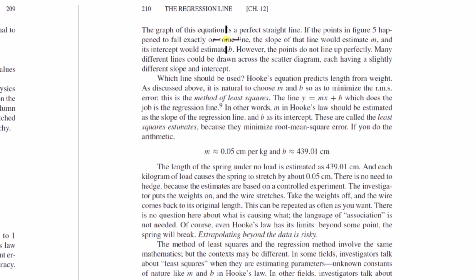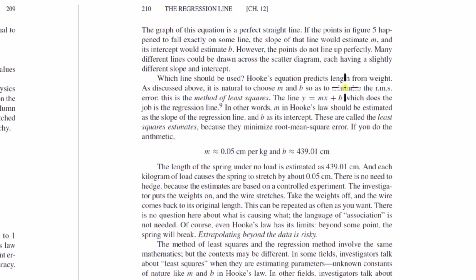So the graph of this equation is a perfect straight line. If the points in figure 5 happened to fall exactly on the same line, the slope of that line would estimate M and its intercept would estimate B. However, the points do not line up perfectly. Many different lines could be drawn across the scatter diagram, each having a slightly different slope and intercept. Which line should be used?